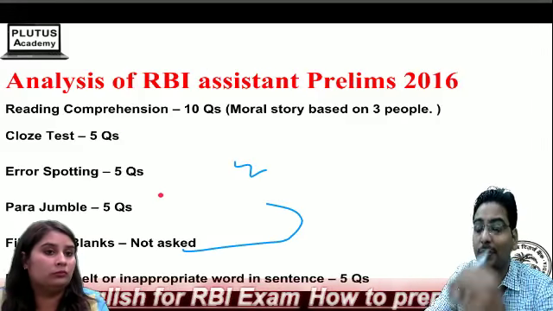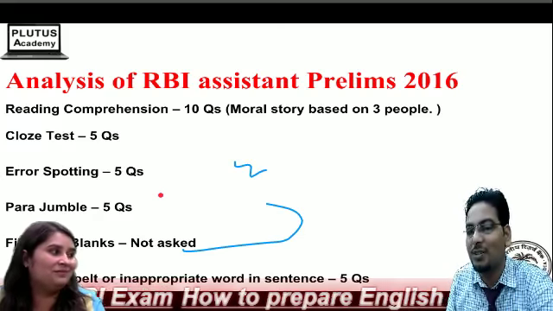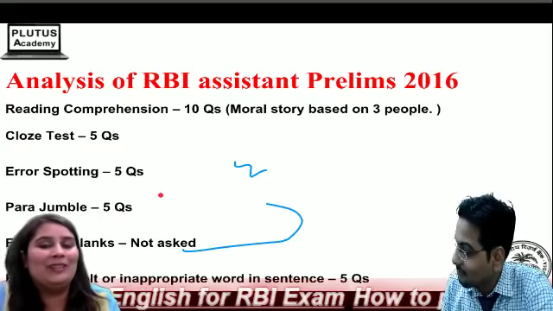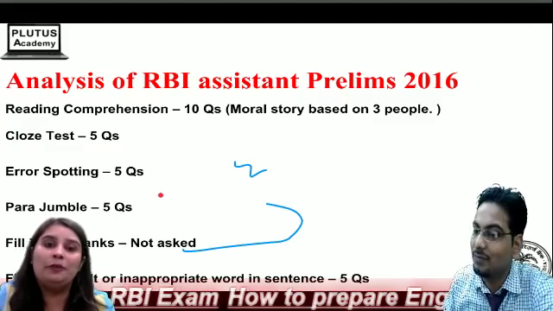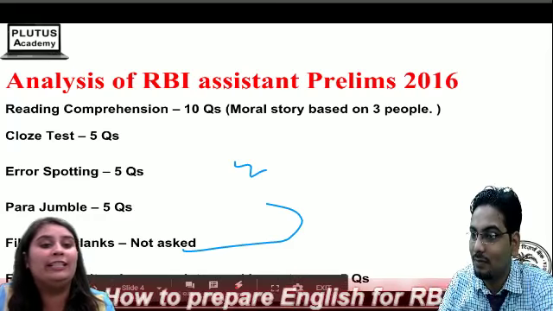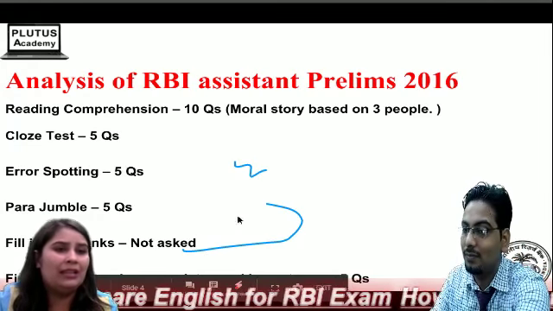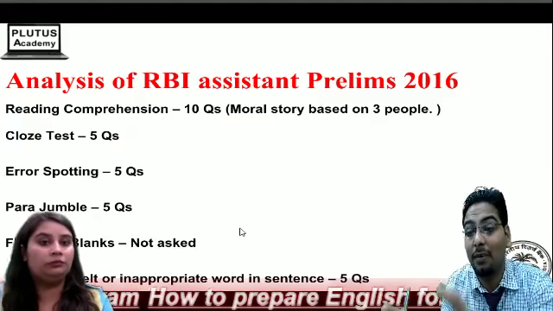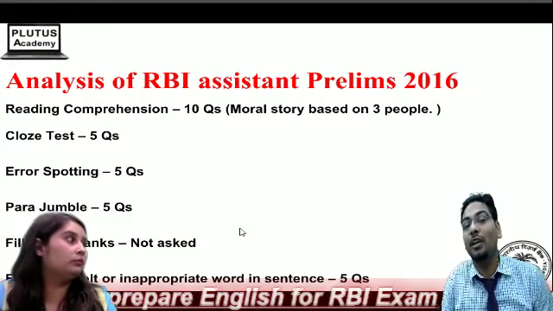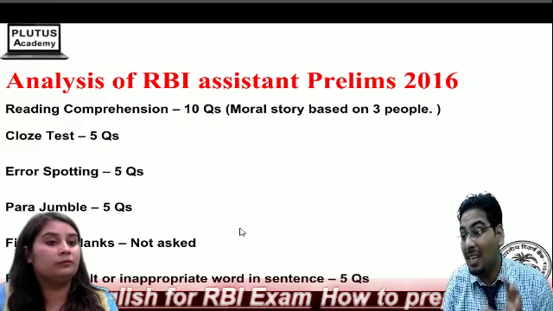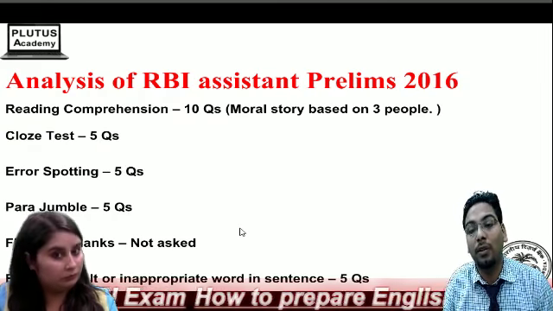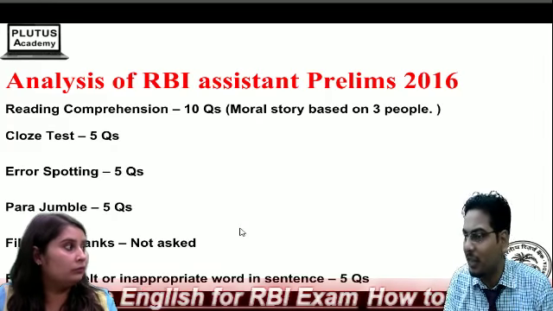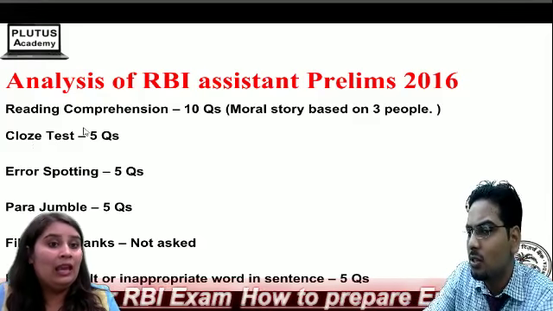Next is the analysis of the RBI Assistant Prelims 2016. We'll discuss the analysis one by one. Friends, let's have a look at the number of questions from each topic in the previous year examination. We had 10 questions from reading comprehension. That means the major part of your English section will be the comprehension part. It carries the most questions, 10 questions, and the largest weightage in all the sections.